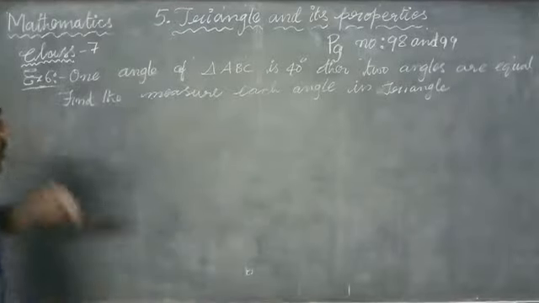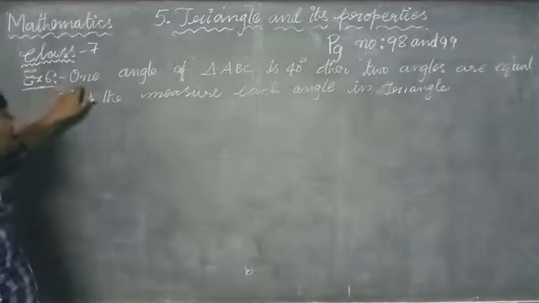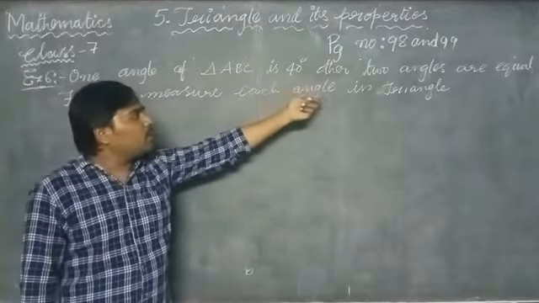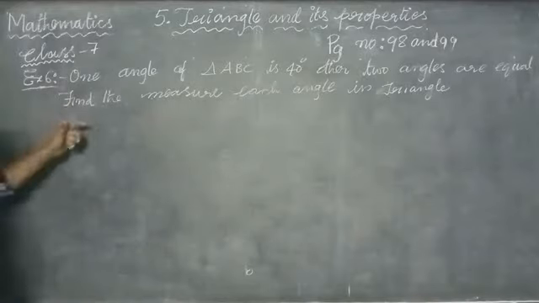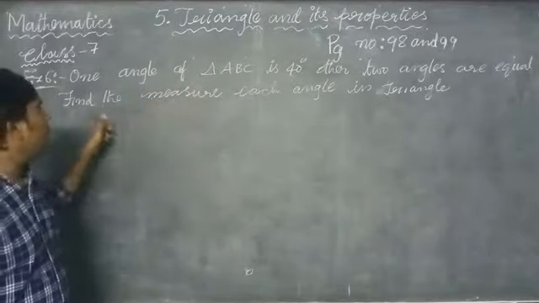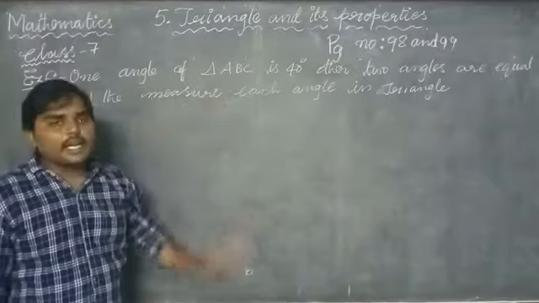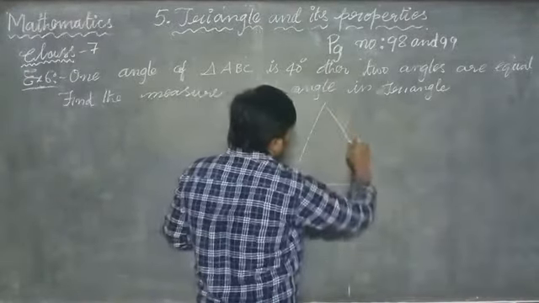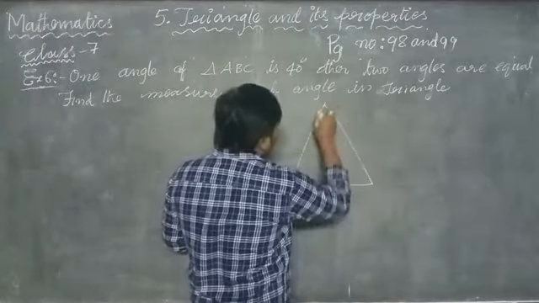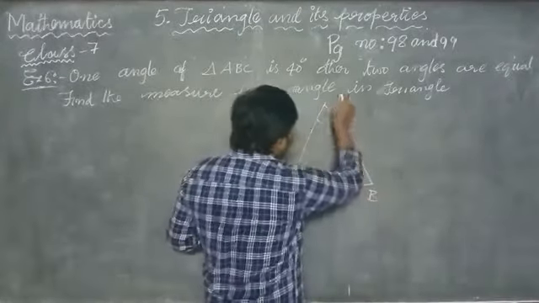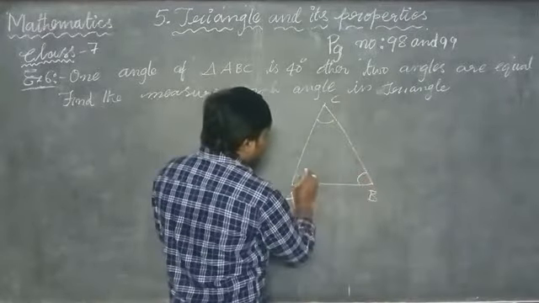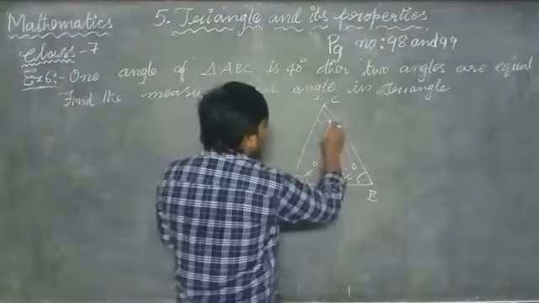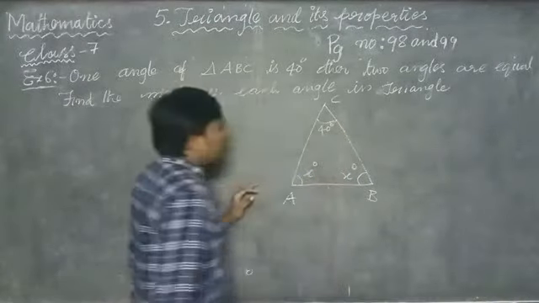Now let us see the problem once. One angle of a triangle ABC equals 40 degrees. The other two angles are equal. Find the measure of each angle in the triangle. Now let us draw the triangle ABC. Suppose these are A, B, C, the angles in the triangle. Here both are equal. Let us assume these two angles are x degrees, and they have given one angle is 40 degrees.